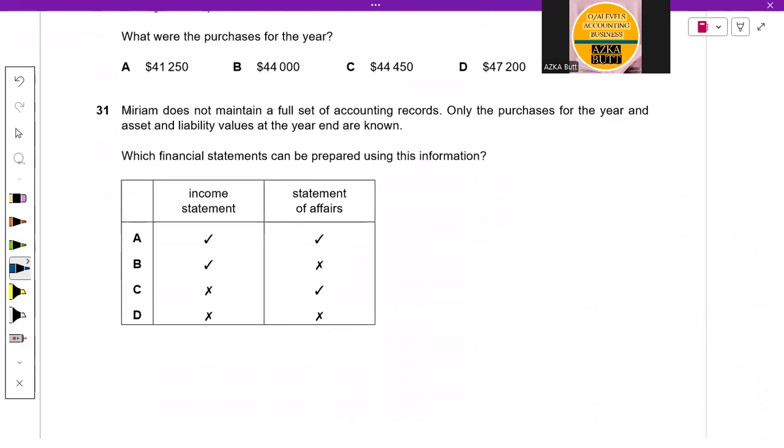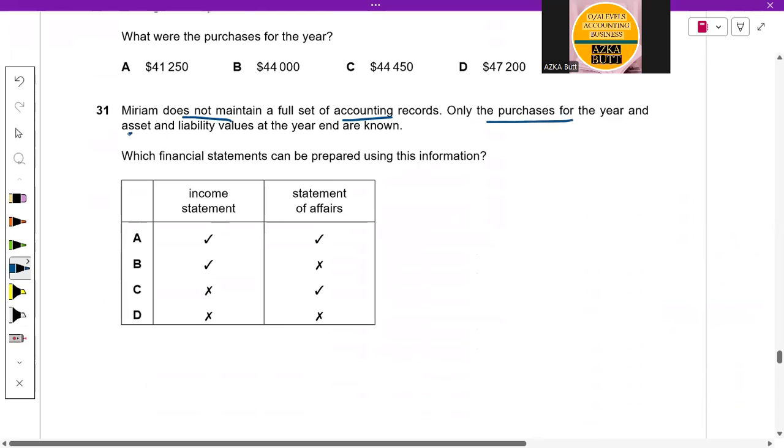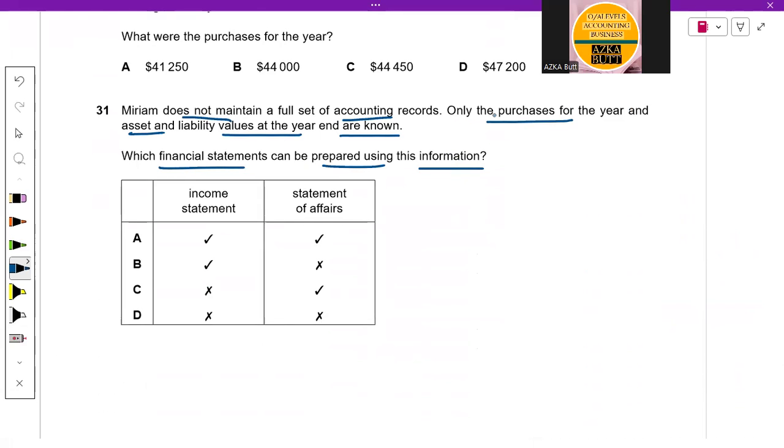Okay. So Mariam does not maintain a full set of accounting records. Only the purchases for the year and the assets and liabilities valued at the year end are known. So which financial statements can be prepared using this information? If we have the purchases and the asset and liability values, what can we do?